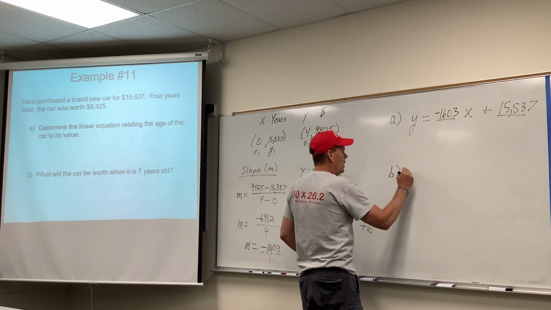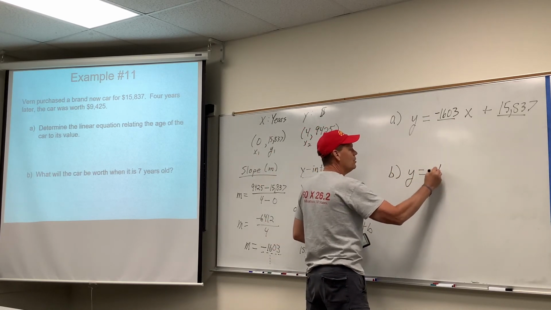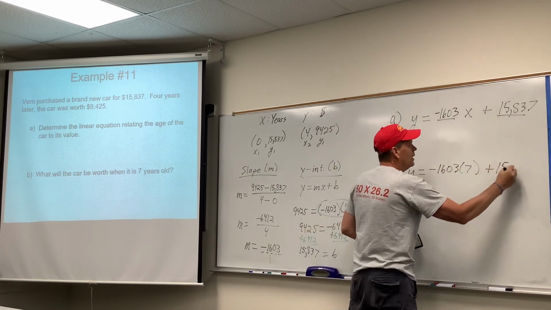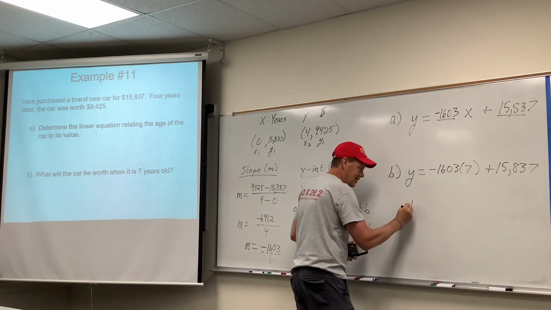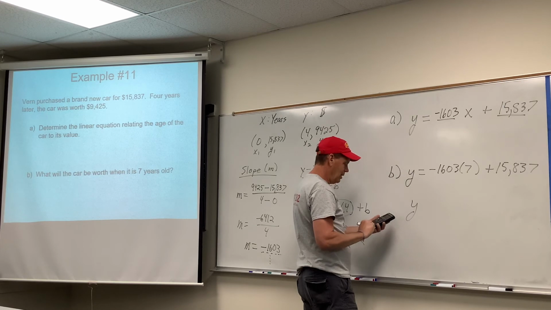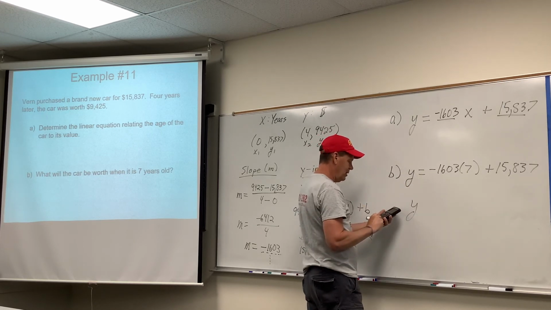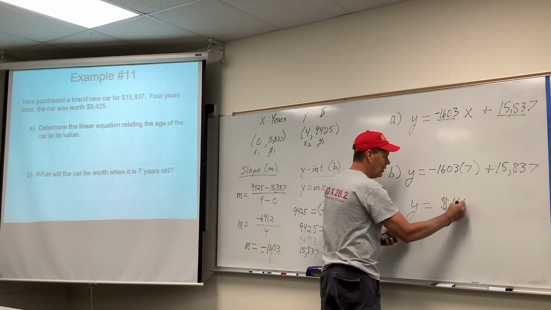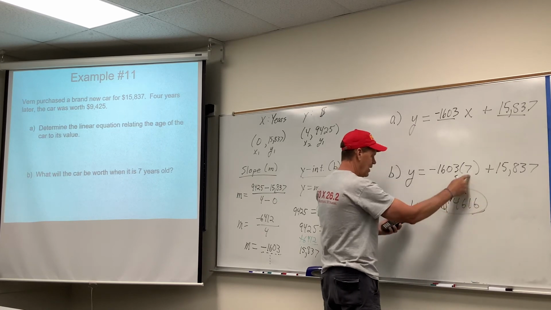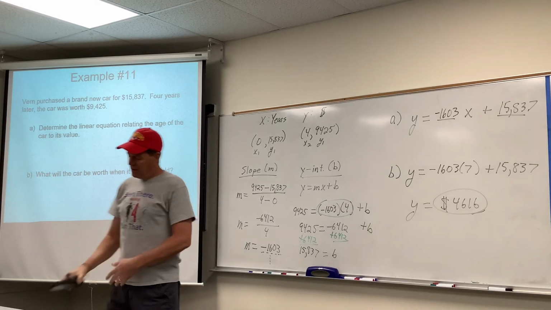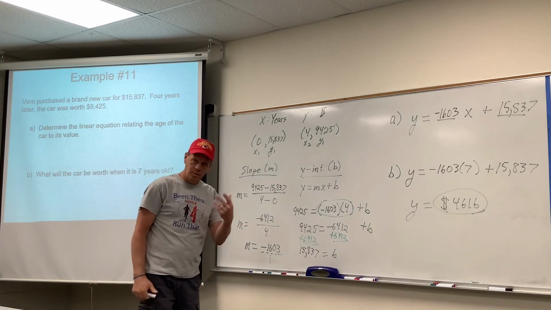And you simply say, well, I built my equation. Now I'm going to use it. I'm going to enjoy it. I'm going to put 7 in for X and see what this would project the value of that car to be when it's 7 years old. So negative 1603 times 7 plus the 15,837. And this again would be using what the business people call straight line depreciation. And it looks like in year 7, they would say that that car would be $46.16. Let's put the dollars on it.